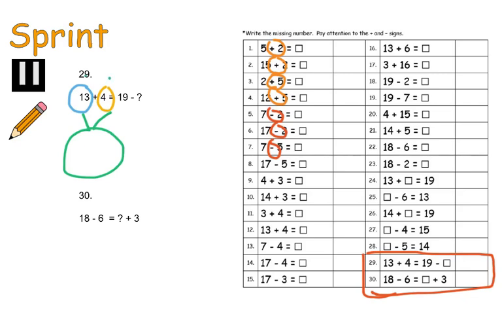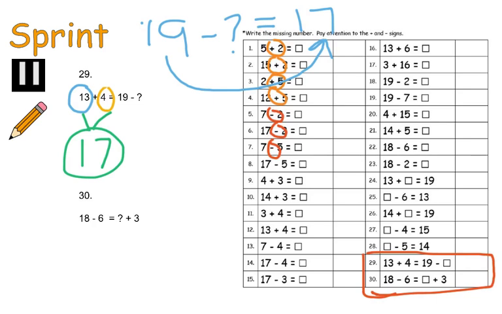So let's see. 13, 14, wait, 1, 2, 3, 4. Okay, so 13, 14, 15, 16, 17. So 13 plus 4 equals 17. So now what you need to do is have 19 minus something equal 17. How do we get from 19 to 17? Did the number get bigger or smaller?